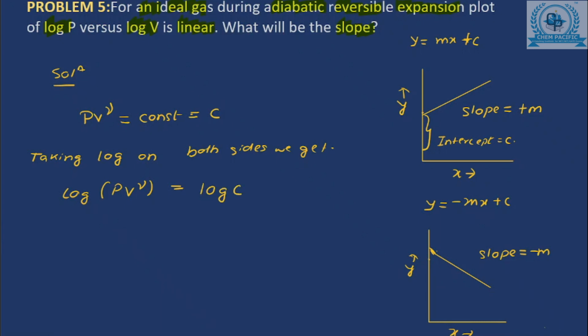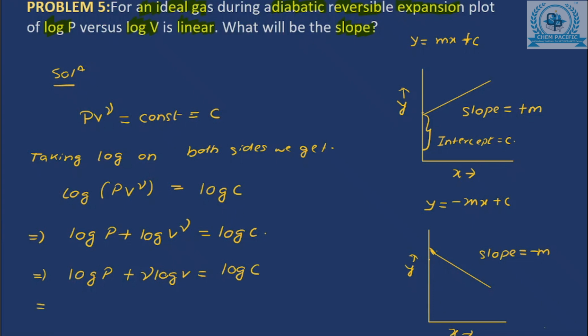You know log A into B is equal to log A plus log B. This is equal to log P plus log V to the power gamma is equal to log C. And you know that log A to the power x is equal to x log A. By that formula you can also write that log P plus gamma log V is equal to log C. And the last step is going to be log P is equal to minus gamma log V plus log C. So let us name this equation as equation number 1.